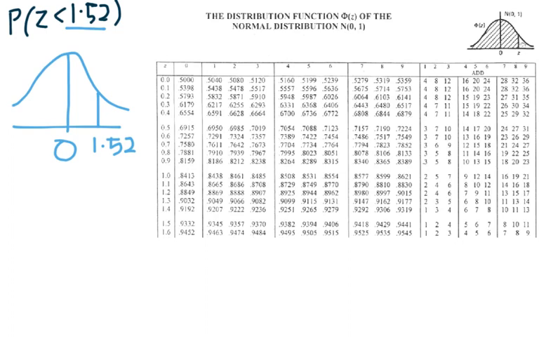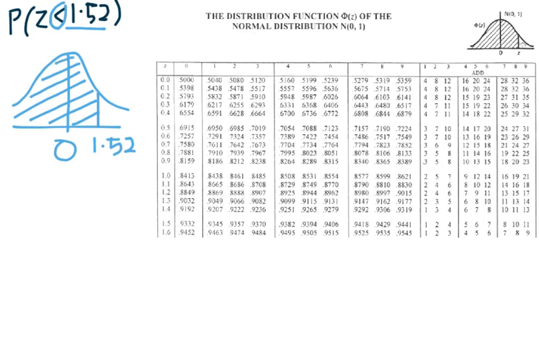So it says less than 1.52. Less than means to the left of 1.52. So this is the shaded area of less than 1.52. Why the whole area less than 1.52? Because it says less than 1.52. It never mentioned until what value. It just says less than 1.52, which means the whole thing less than 1.52. Alright, so that is our shaded area.